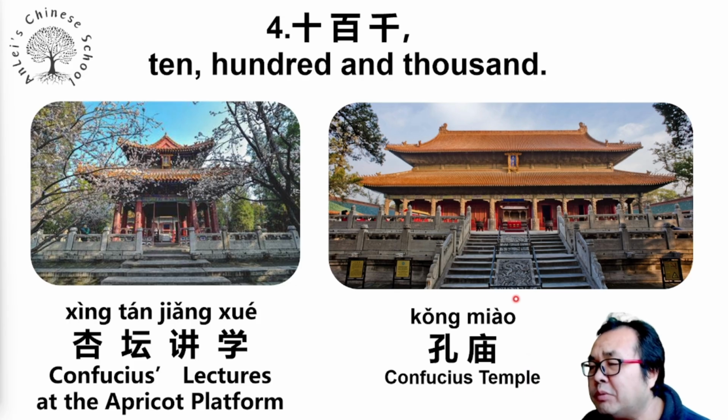And this is the Confucius temple in Confucius' hometown, Qufu. In front of the main building, there's a stone platform. It's called a Xingtan, better called a platform. Inside, Confucius used to give lectures here.